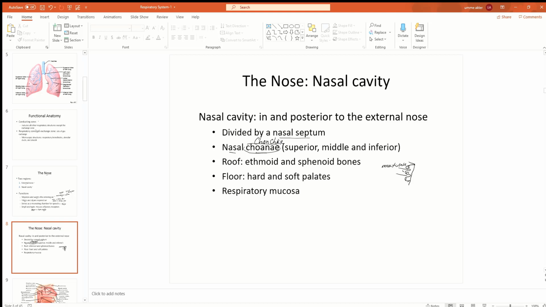Then the roof of the nasal cavity is formed by two bones, the ethmoid and sphenoid. The floor of the nasal cavity is the palate. Now remember, the palate separates your oral cavity and nasal cavity. Okay, so this is the palate.